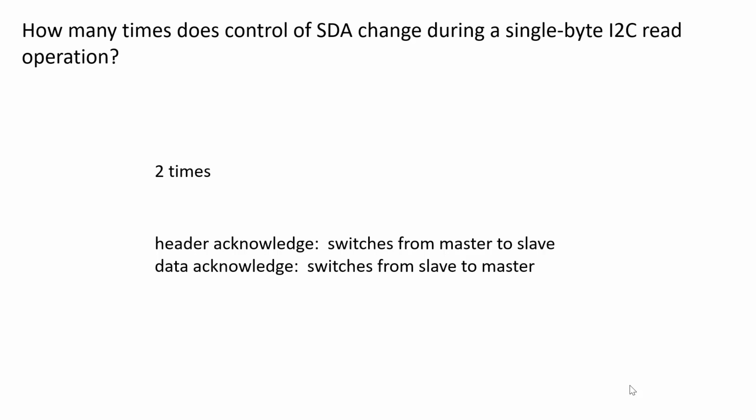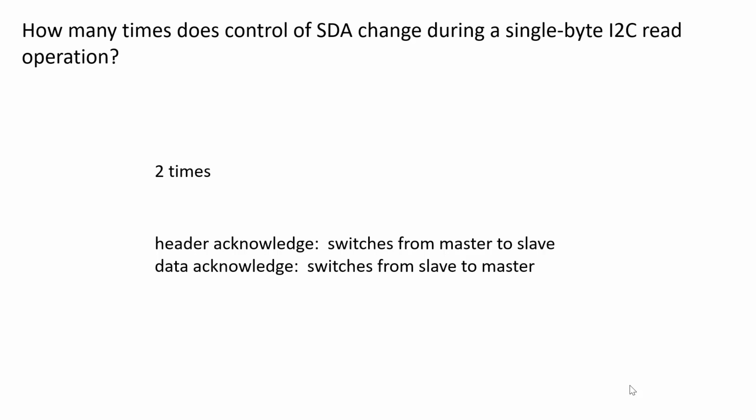And then the slave side has to yield control when the master acknowledges, right? Yeah. So header acknowledgement switches from master to slave. Data acknowledgement switches from slave to master.